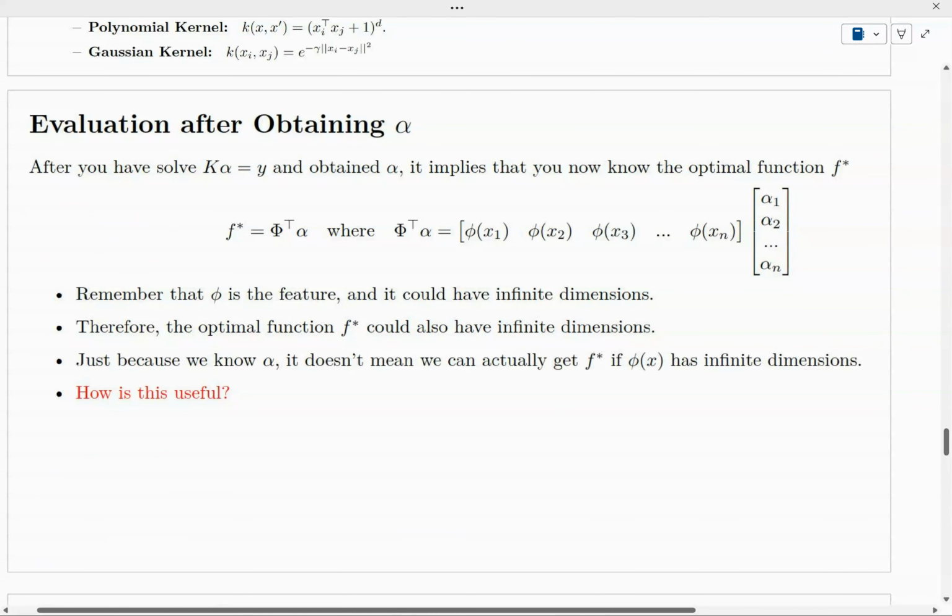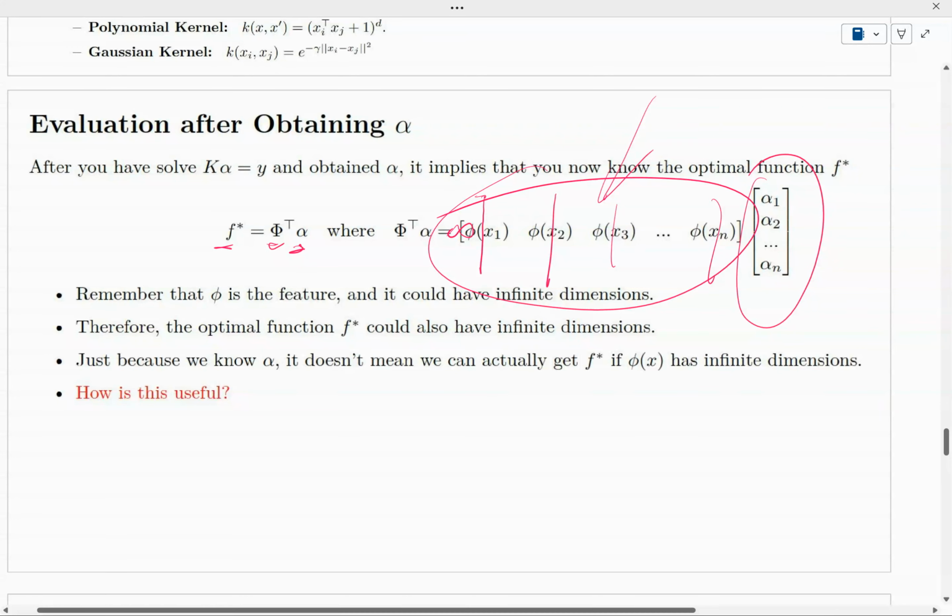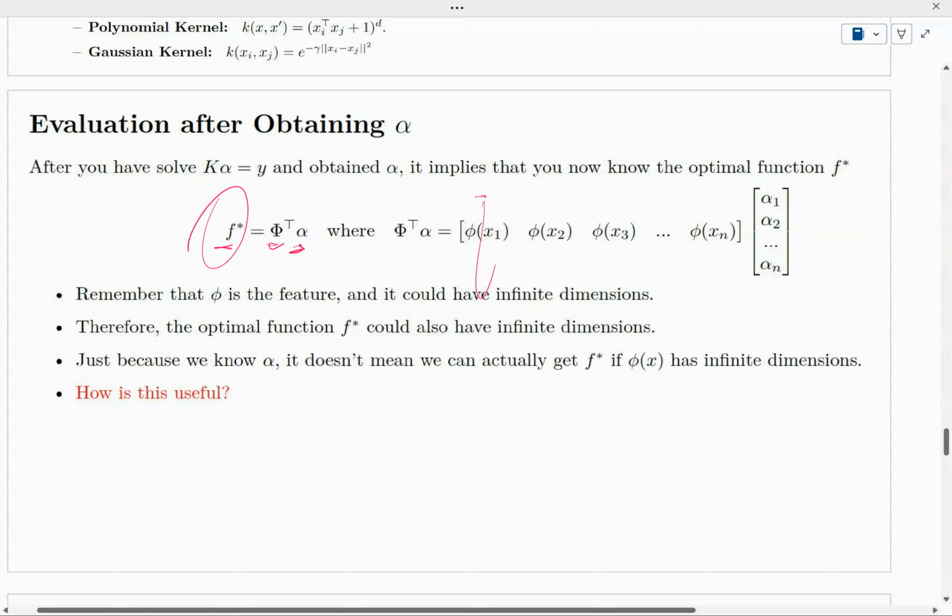Okay, now that we got alpha, what do we do with it? Well, remember that the optimal solution is phi times alpha, right? And what is phi? Well, phi is the feature map of the first sample, second sample, all the way to the end sample. So wait a second. If we're talking about Gaussian kernel, the feature map's infinite. So this right here is infinite long. So even if you have alpha, you still can't calculate this thing. So how is that useful? What do you do then? You cannot obtain this function because these are infinitely long. True, you can't do that.